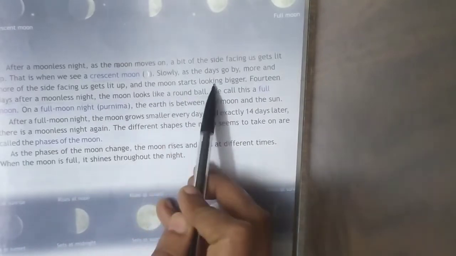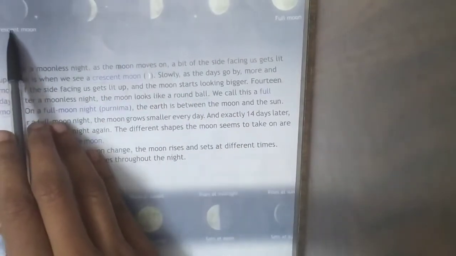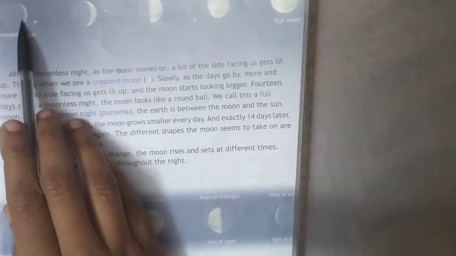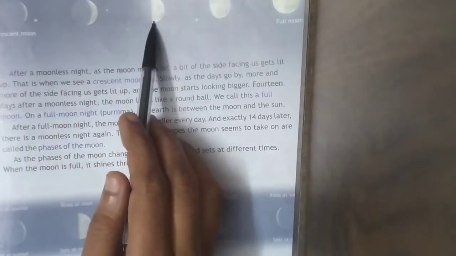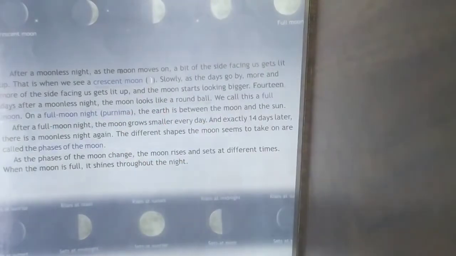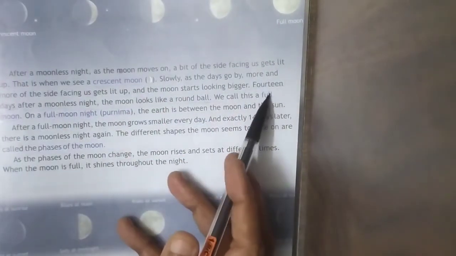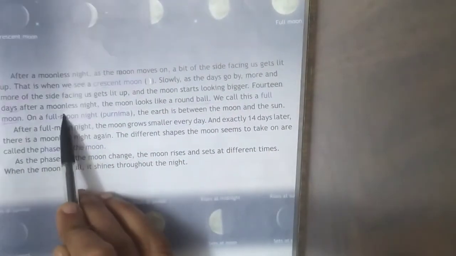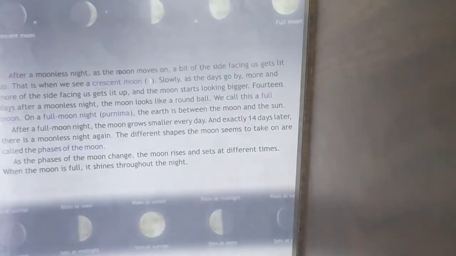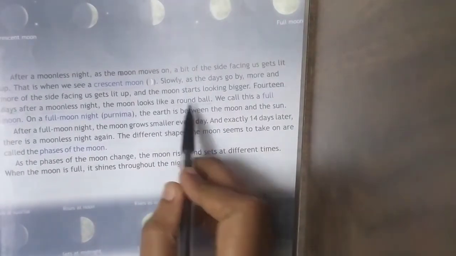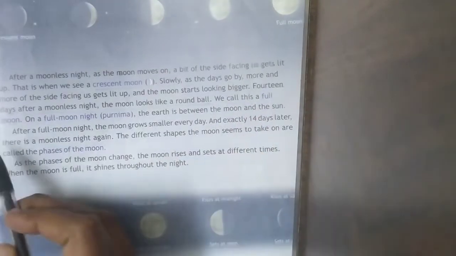And the moon starts looking bigger. First, in the beginning, it will be a crescent moon, and only a little part of the moon is seen. Then quarter, then half, and then full moon. How many days will it take? It will take 14 days. Fourteen days after a moonless night, the moon looks like a round ball. We call this a full moon.